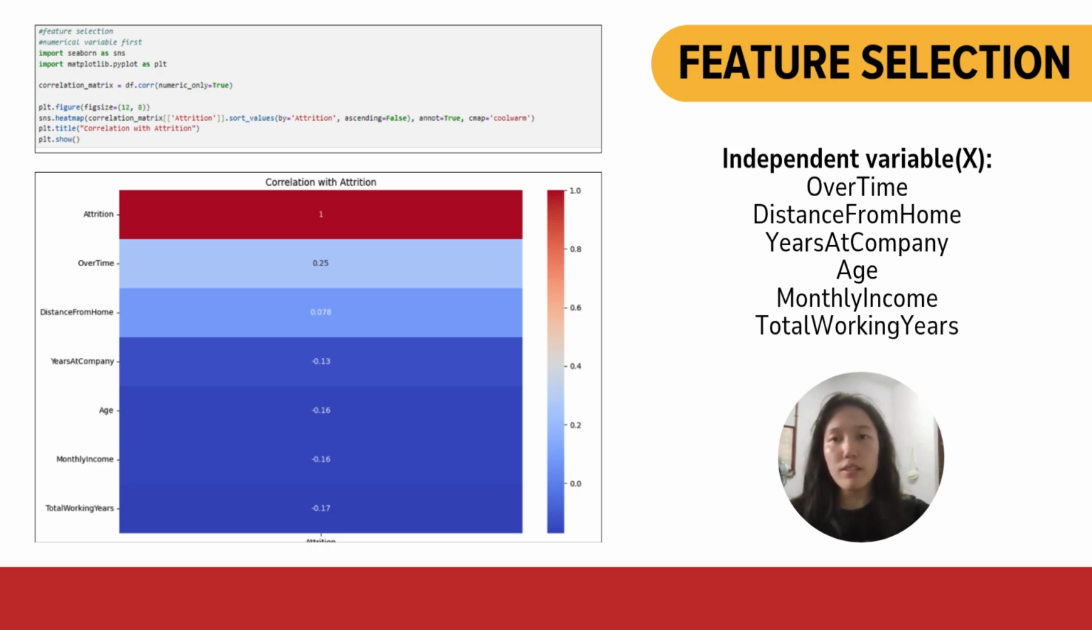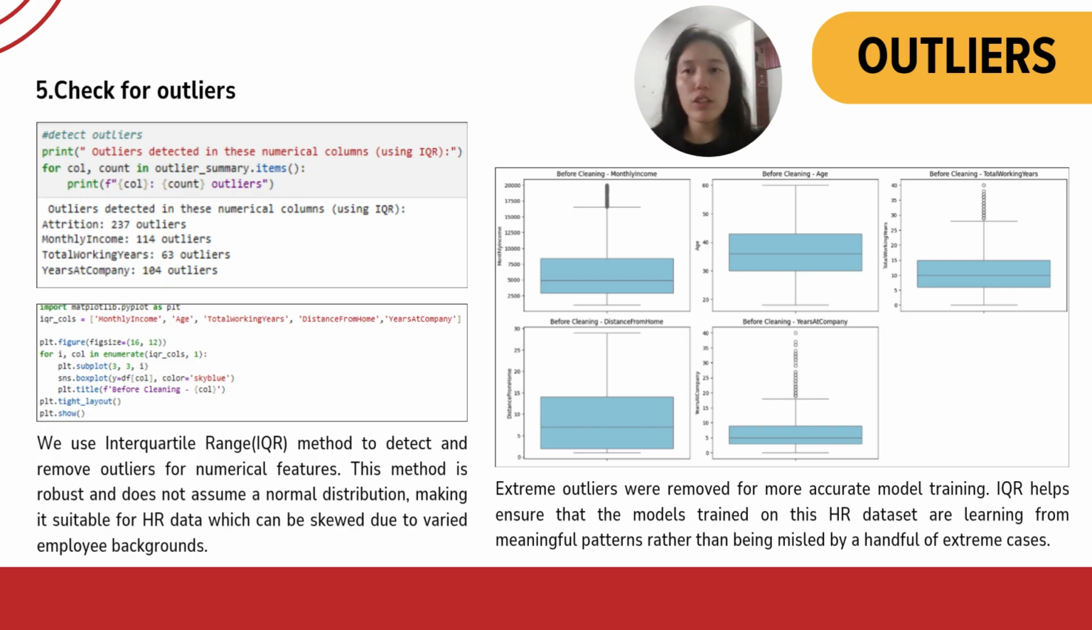On the right-hand side, we can see we also ran the correlation heat map to show the relationship between the x and y variables. Here we also have some steps to detect and remove our outliers. The method that we use is the interquartile range, IQR method, because this is more suitable for HR data that can be skewed due to varied employee backgrounds. On the left-hand side, we also have some box plots to visualize the outliers and extreme values.